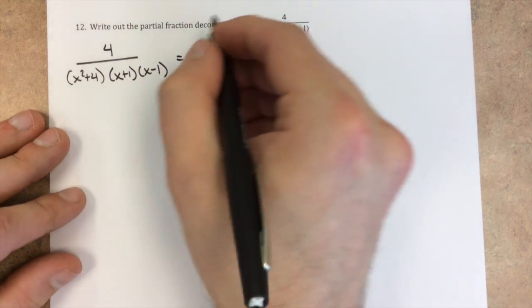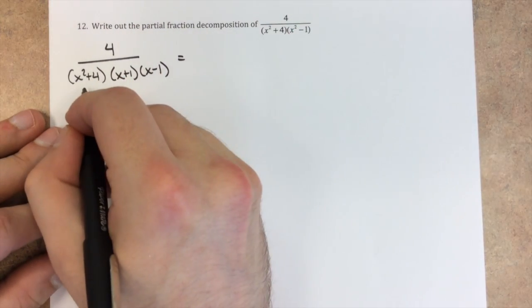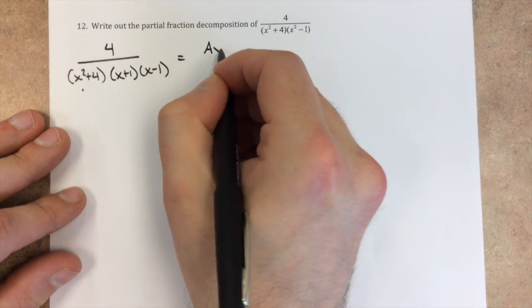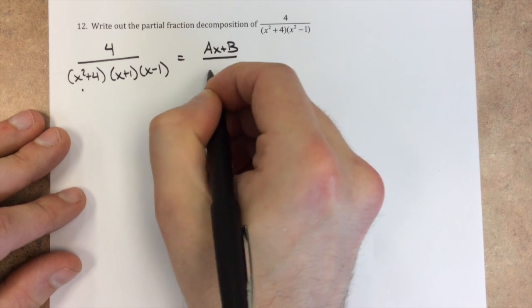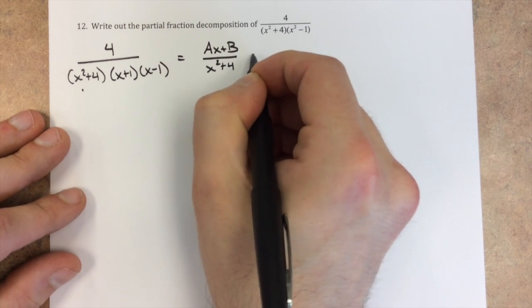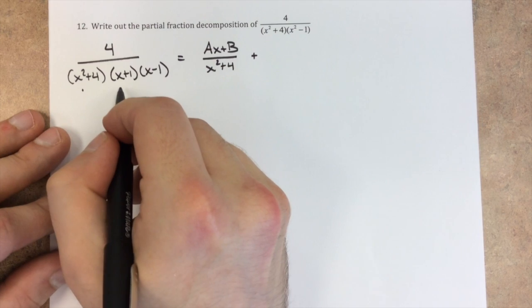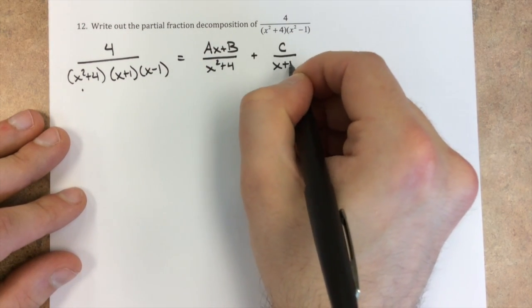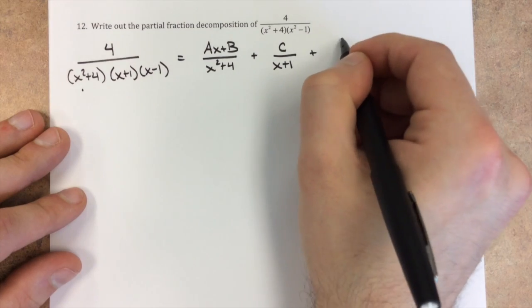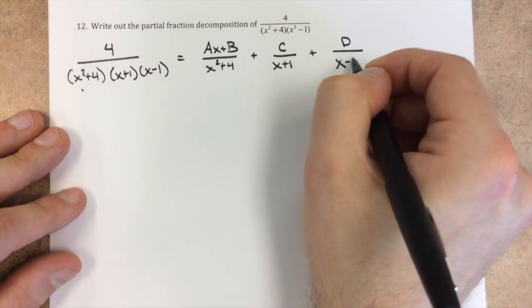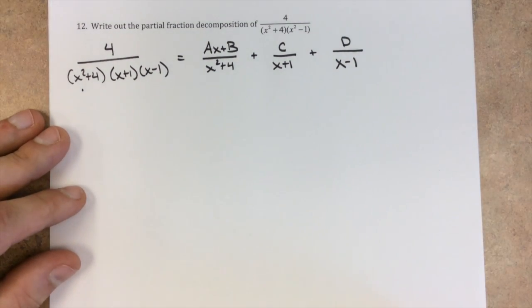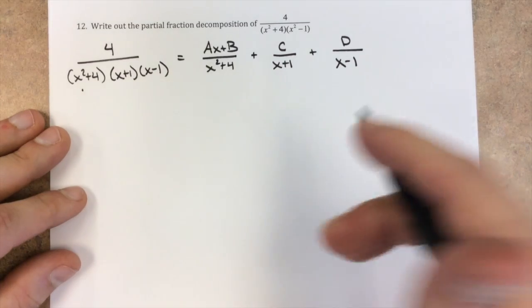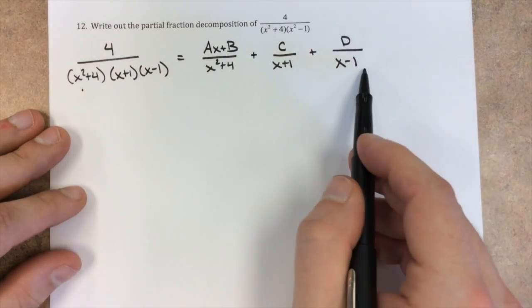So now, my first term is an irreducible quadratic. So that's ax plus b over x squared plus 4 plus, my second term is linear, so it's just c over x plus 1. And then the last one, d over x minus 1. So that's the first step. Step 2, clear the fraction.